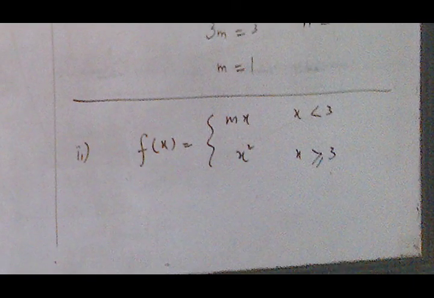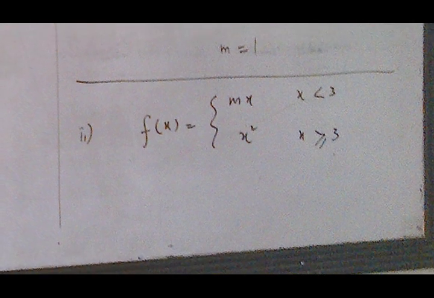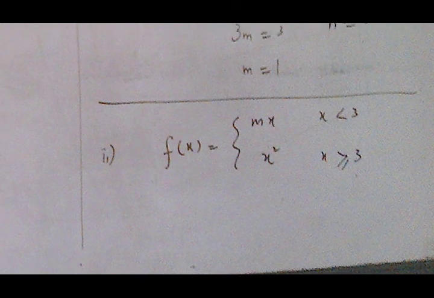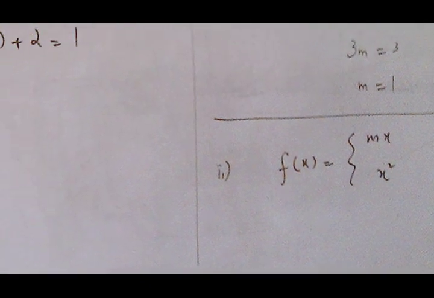Now in the second part we have mx and x square. For the left-hand we put in mx, it gives 3m. For the right-hand we put in x square, it gives 9. For f of c, f of 3, it also gives 9. At the end we put these values equal and find the value of m. Do it yourself.